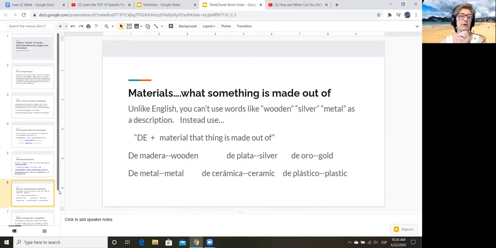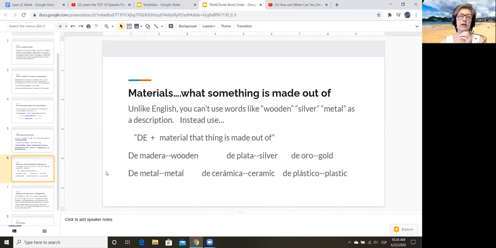Okay. A ver, here is one snag to that idea. If you talk about what something is made out of, because here your English brain is going to run into a snag. And we're going to take a look at this in a minute after we're done with this slide. Materials. English has lots of what we think is helpful words like wooden. That's an adjective. Silver, like a silver spoon, a silver vase, a silver serving dish. Silver there is used as an adjective. Right? Metal, a metal doorknob, a metal handle, a metal tool. Well, in English, we can use those words as a description.